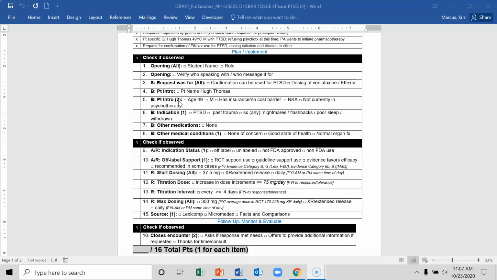So I suggest you pause here so that you can review the rubric more closely and come with any questions you have to our session next Tuesday.